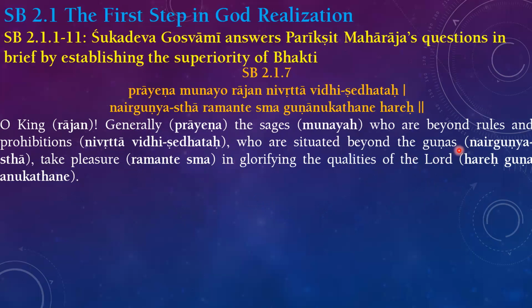Who are situated beyond the gunas, nairgunyastha. They are already on the Brahman platform. Brahmabhuta prasannatma, na sochati, na kankshati, samah sarveshu bhuteshu. Vidya vinaya sampanne brahmane gavi hastini shuni chaiva shvapake cha. Pandita means Brahmabhuta platform or Samadhi platform. By practicing jnana, they come to the Brahmabhuta platform. By practicing yoga, they come to the Samadhi platform. The quality of the Samadhi or Brahmabhuta platform is pandita samadarshana.